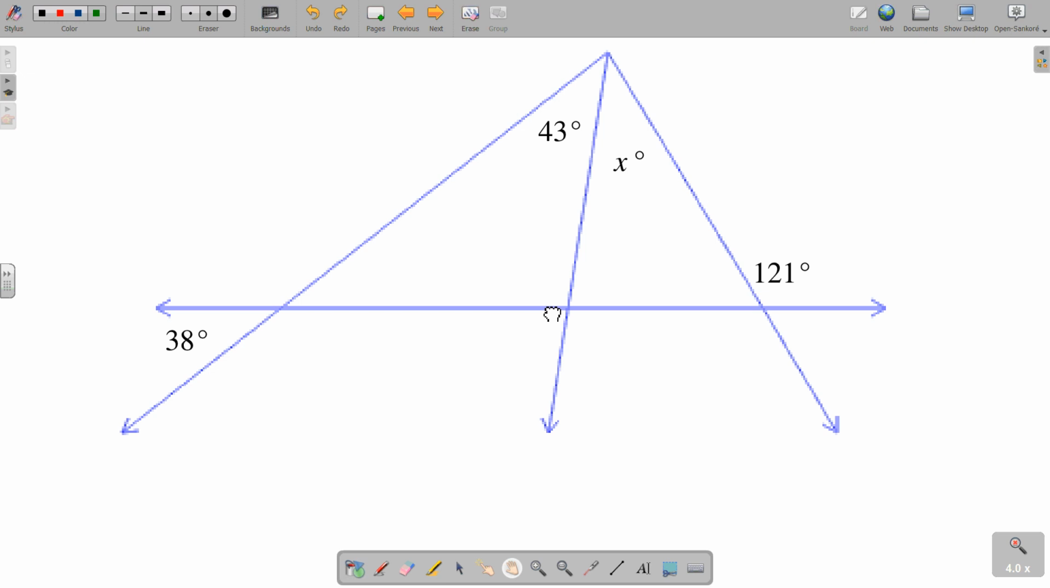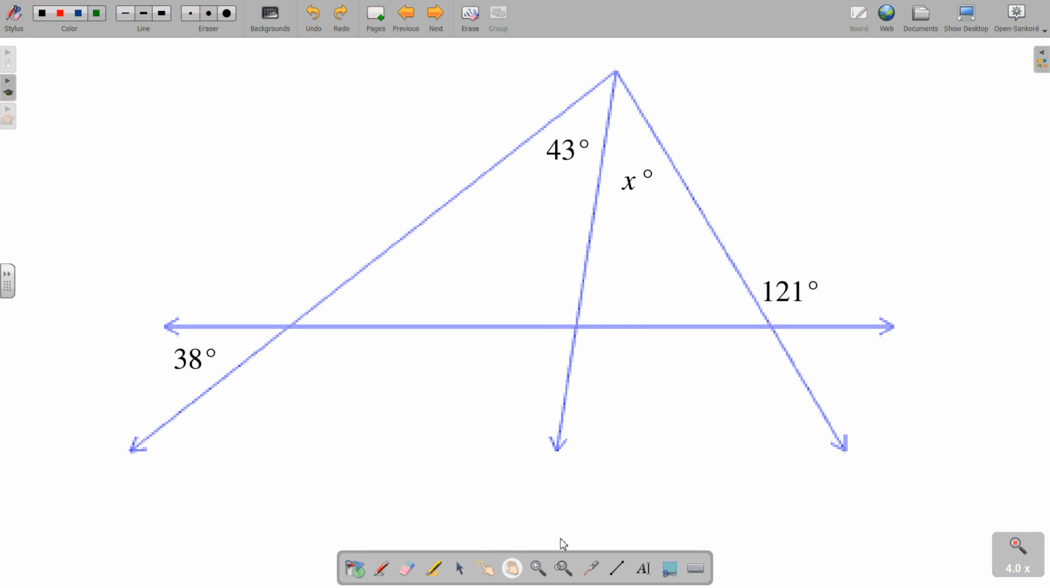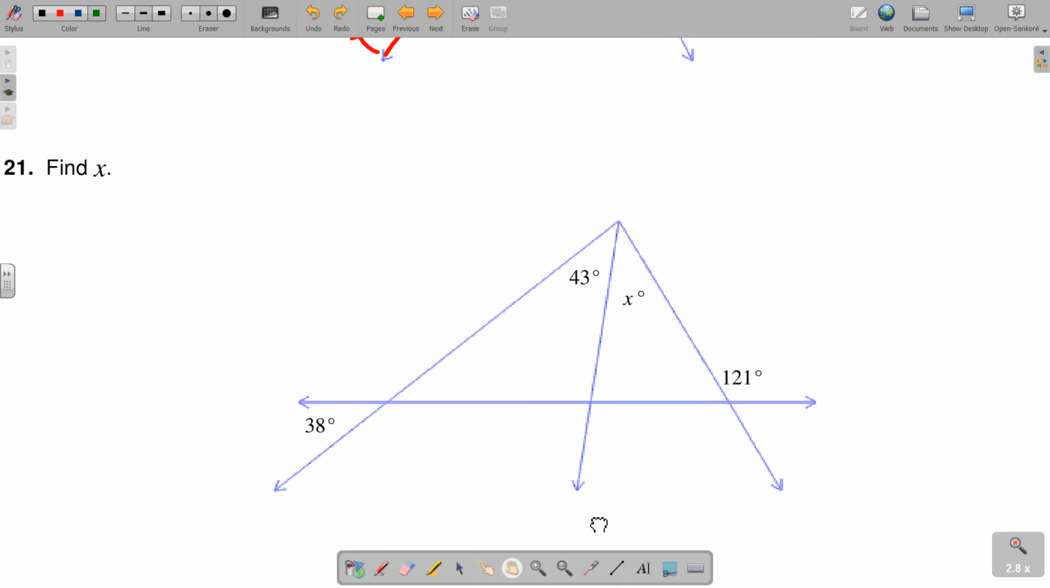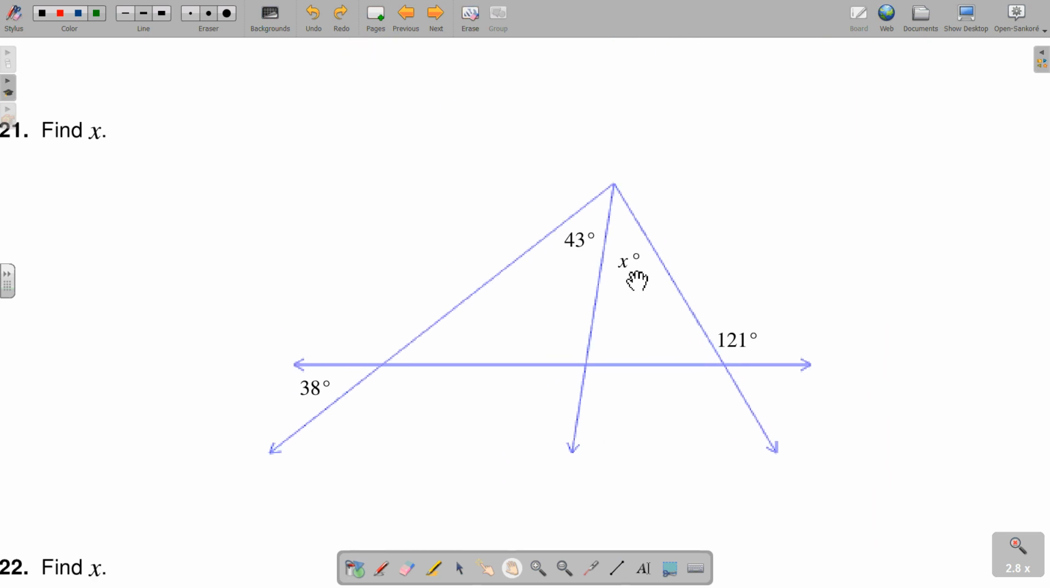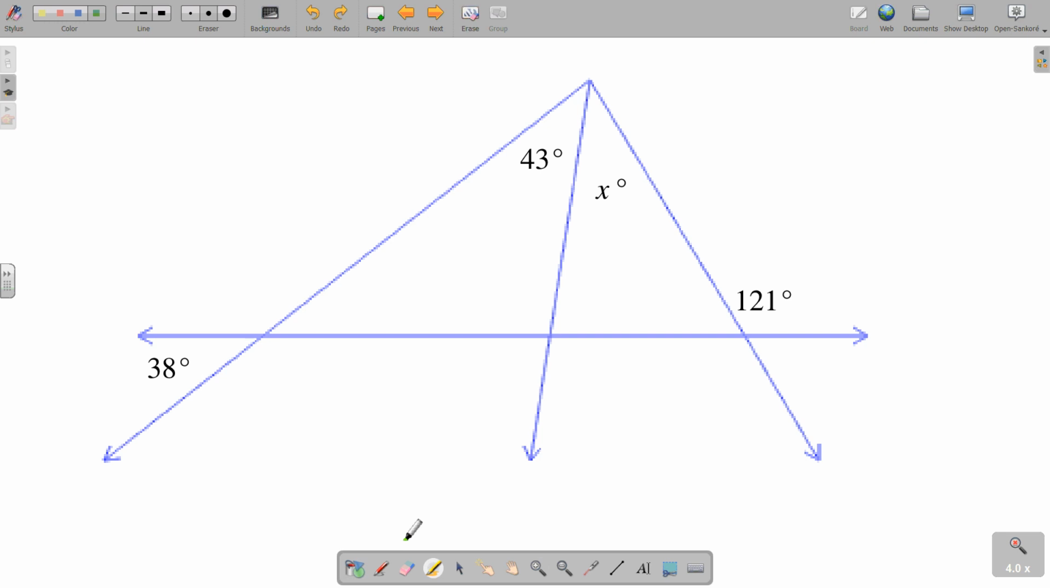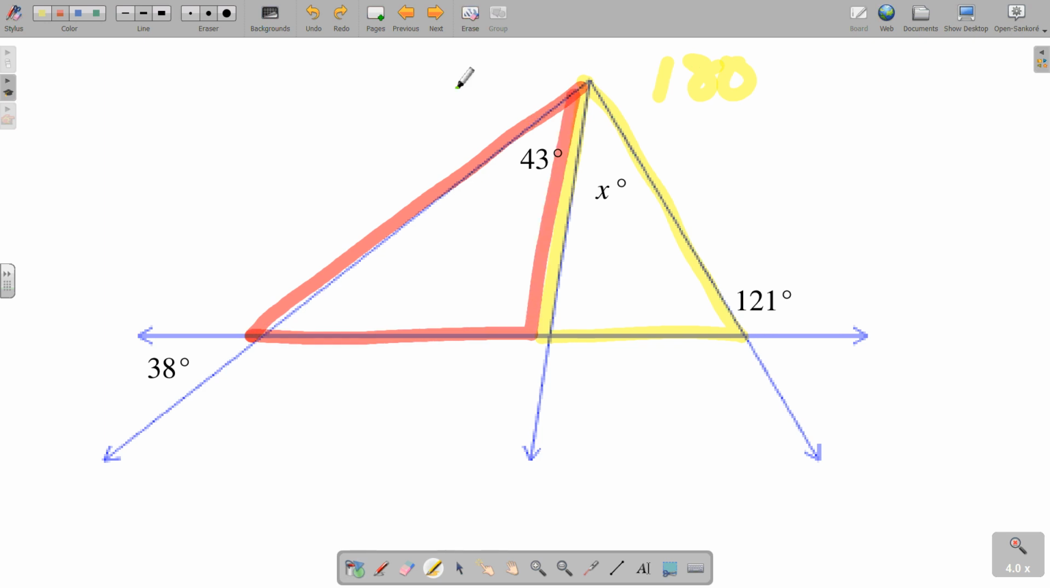Okay, I'm going to do this one with you. This looks like one of the problems on your study guide that you and solve for X, and then this one you're going to do on your own. Ready? Our goal is to solve for X here. Trace your triangle. We know that must add up to 180. This triangle also has to add up to 180.